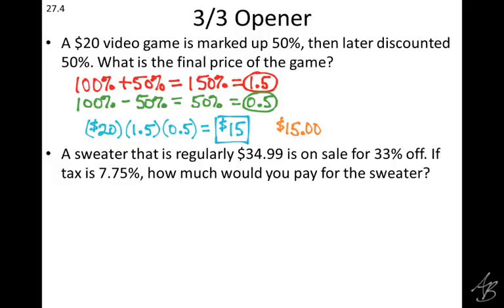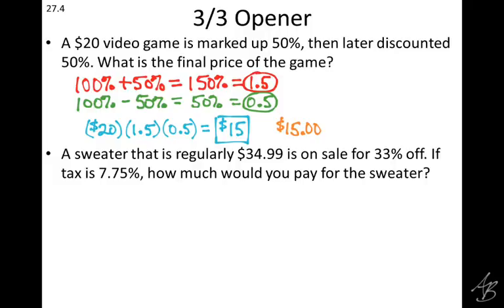Yeah. All right, next one, we have a sweater that's normally priced at $34.99. This is what the store is selling the sweater for, so we don't have to worry about marking it up. It's on sale for 33% off, but we're also going to have to pay tax. So kind of like that first one, we're going to have to do two different multipliers, right? So somebody help me out with the first one.